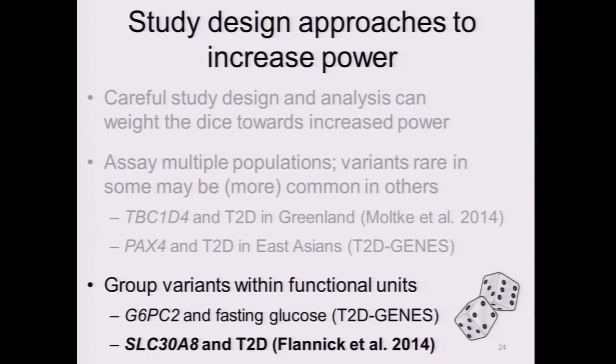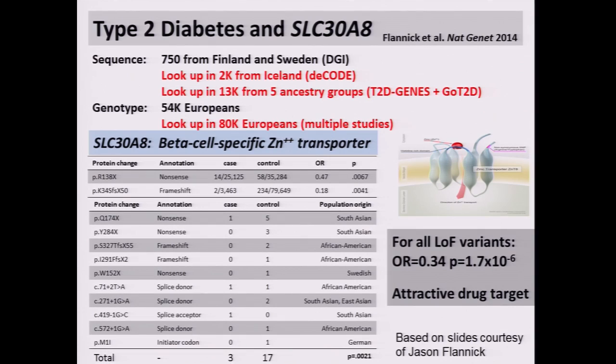Another thing we can do, and must do, is to group variants within functional units. The example I'll use here is one that comes from Jason Flannick and David Altshuler's lab. This is looking at type 2 diabetes and SLC30A8. SLC30A8 was one of the original GWAS findings we had for type 2 diabetes, a common variant for SLC30A8. Altshuler's group decided, let's take some individuals from Finland and Sweden. Let's look at different regions that we have identified as being associated with type 2 diabetes, look at genes within those regions, and look to see if we can find loss of function variants that might be of interest to us.